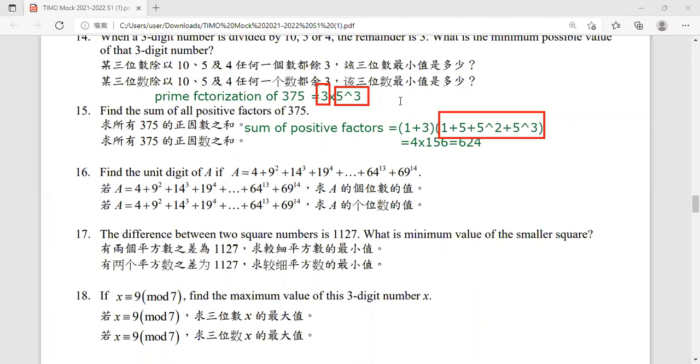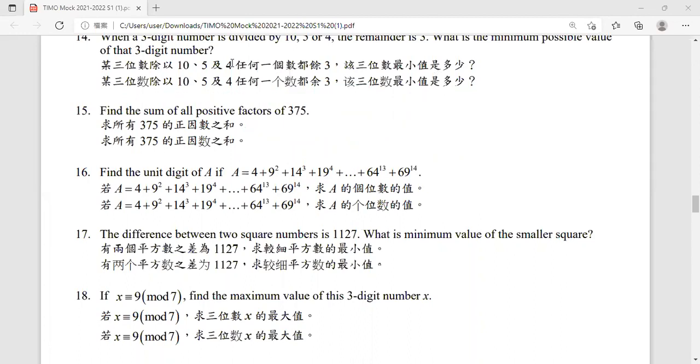So next time you find another number. Say I don't give the number 375, next time maybe I give you another number. What is the method? Yes, the answer is 624. You got it right, okay?